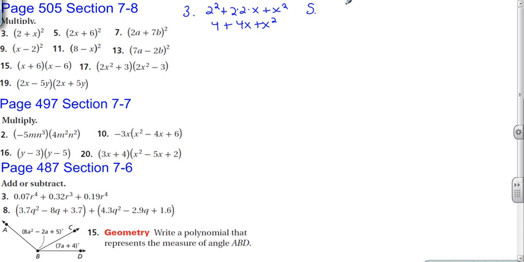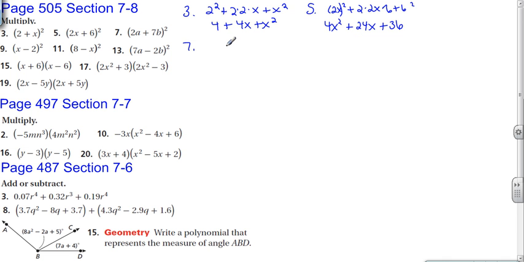On number 5, if you're going to do 2x plus 6 squared, you square the first term. You double the multiplication of the two terms, and you square the last term. So 2x times 2x is 4x squared, plus 2 times 2 times 6. Actually, I think of it as 2x times 6 is 12x, and then I double 12x and get 24x. And then 6 squared is 36.